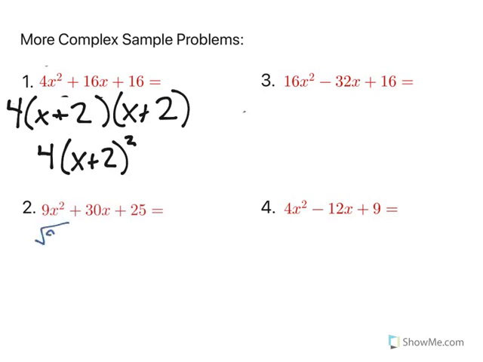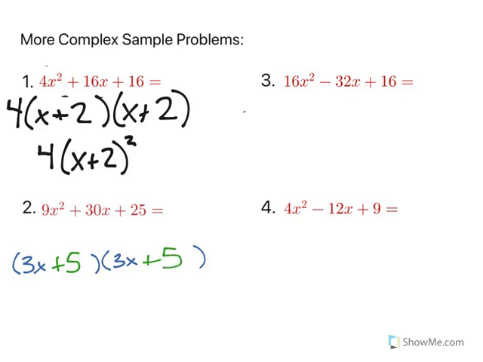The square root of 9x squared is 3x, so that's going to be placed into our parentheses. Then the square root of 25 is 5, since 5 times 5 is 25. We notice that the second term is positive, and therefore we're going to keep everything positive. So we have plus 5, plus 5.